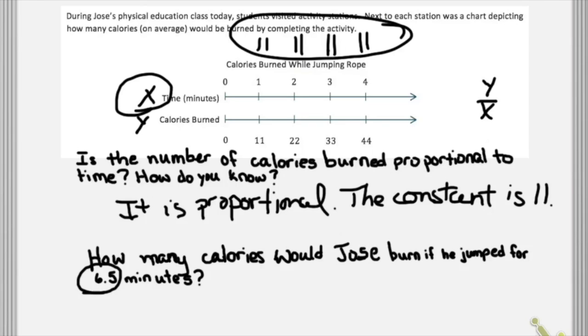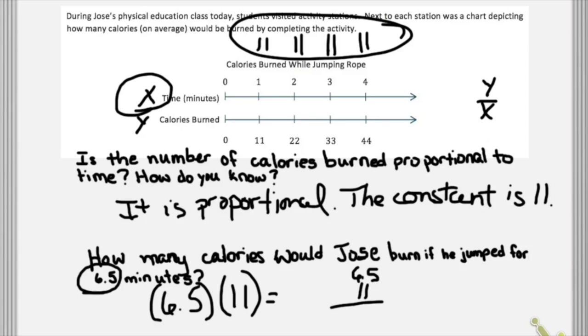So to be able to find, we would take our minutes, our time, our x, and multiply by our 11. So 6.5 times 11, and we would have to multiply that. So 11 times 6.5 and we get 71.5 calories.